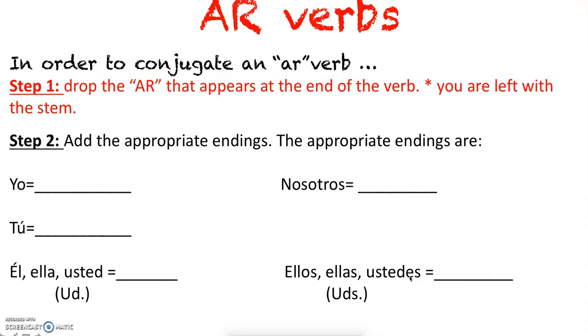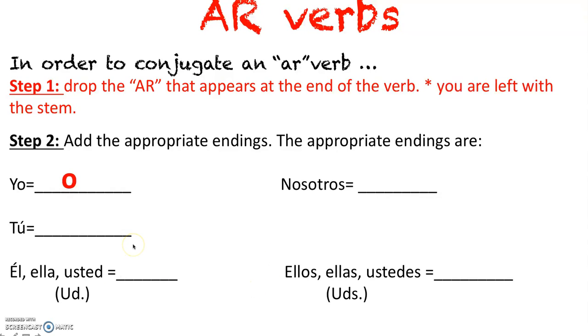Okay, step two is after you have the stem and you drop the last two letters, you're going to add new endings. For each person, there is a corresponding ending that you will always use. So for yo, when you talk about yourself, the ending is going to be O. What comes on the screen in red is what you can write on your vocabulary sheet.